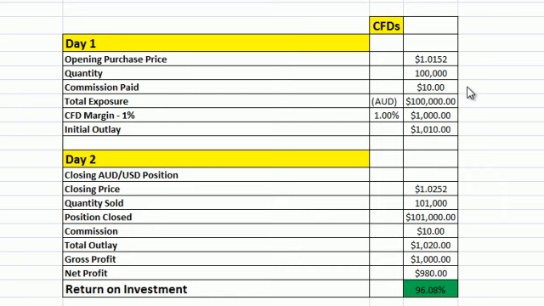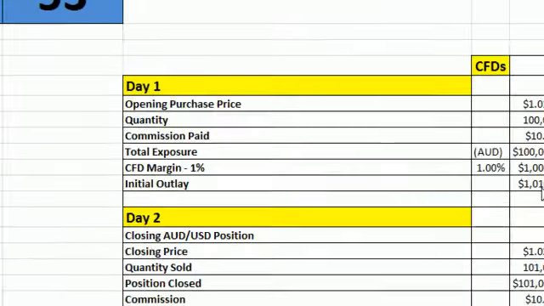So my minimum commission here is going to be $10 for my $100,000 trade. Again, we're going to go $100,000 Aussie is the total exposure we're going to have to the market, with a 1% margin, meaning for that whole $100,000 position, I'm only outlaying $1,000. So our initial outlay is going to be $1,000.10.